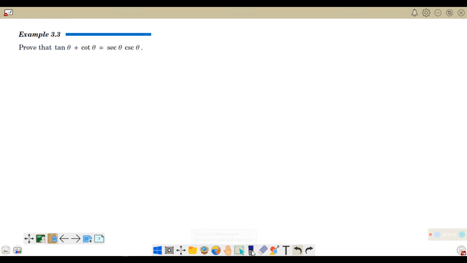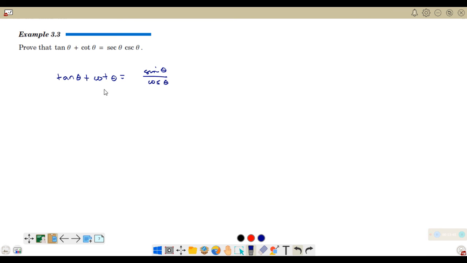So, in our case here, hindi naman kasi required na laging yung right-hand side yung binabago. But since the left-hand side looks simpler, we are going to use trigonometric identities in order to arrive with secant theta and cosecant theta on the right-hand side. So, ano si tangent theta? We have sine theta over cosine theta, right?